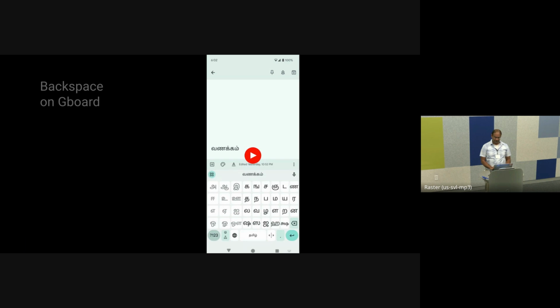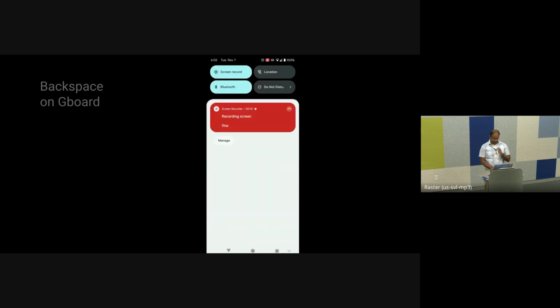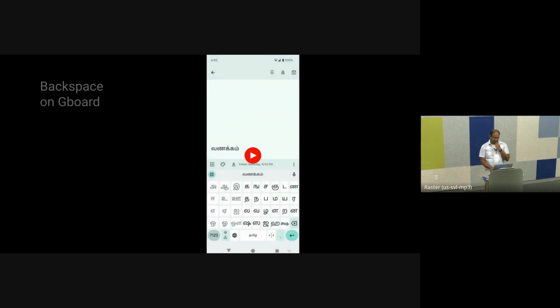What does it look like on Gboard to backspace? Okay, so we're deleting shapes, we're going back. Notice how we were deleting the shapes, but let's take one more look at this. And notice the flickering that's happening every time we delete a character.